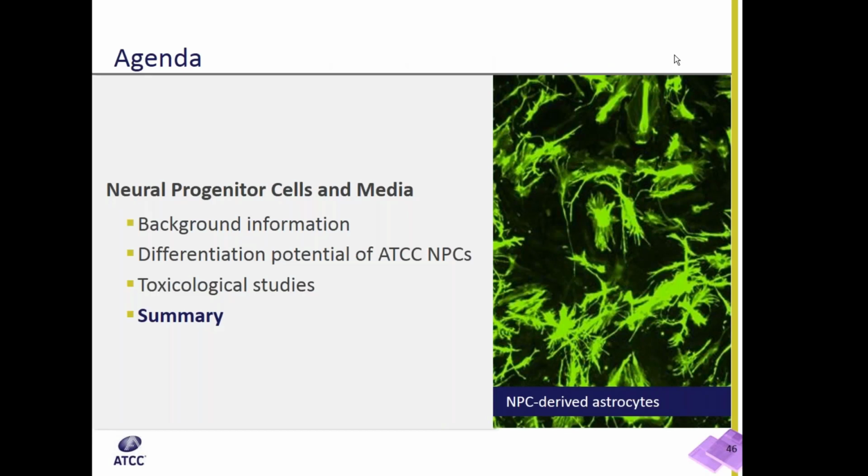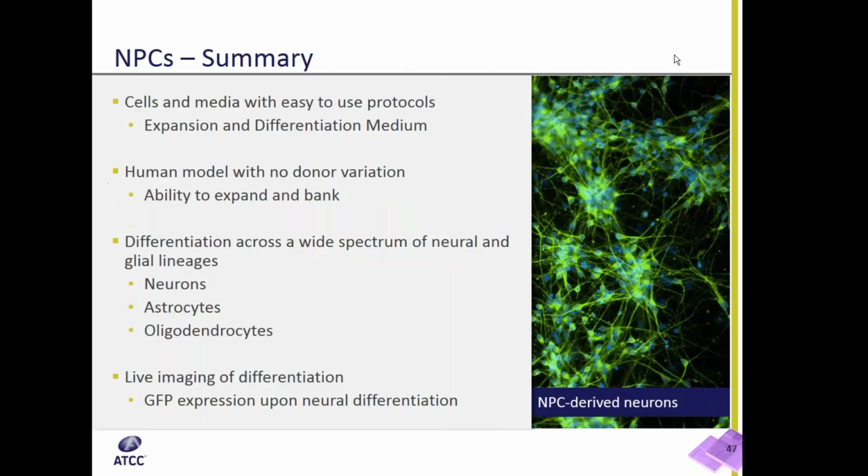So I presented our toxicological data. Now I'll summarize the talk. ATCC has created neural progenitor cells, both normal non-reporter and lineage reporter lines, as well as a new Parkinson's disease iPSC-derived line. We've also made media supplements for expanding your neural progenitor cells and differentiating them into dopaminergic neurons. Our neural progenitor cells are a human model of the nervous system, and because they're derived from iPSCs, there's no donor variation.